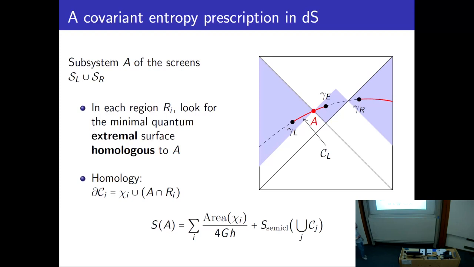By quantum extremal, I mean that it extremizes the generalized entropy, and by homologous, I mean something very similar to the AdS definition, which is basically that in some of these blue regions, the extremal surface I'm considering and A define the boundary of a spatial subsystem in this region. These regions are called C, and they're depicted by these red segments in the diagram. Once we find these three extremal surfaces, the entropy is given by the sum of the areas divided by 4G times h bar, plus the quantum corrections given by bulk fields on this red slice.